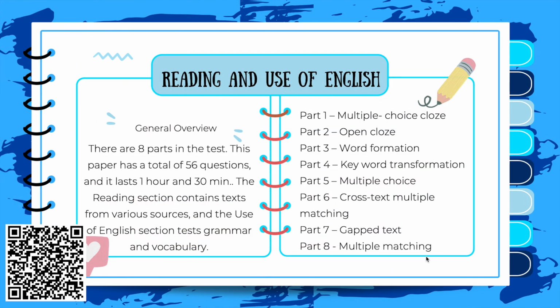Here's the general overview of the reading and use of English paper of the C1 Advanced Cambridge exam. There are 8 parts in the test. This paper has a total of 56 questions, and it lasts 1 hour and 30 minutes. The reading section contains texts from various sources, and the use of English section tests grammar and vocabulary.